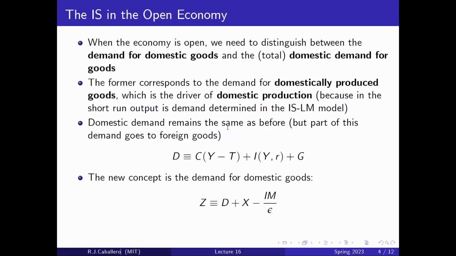And so we start from the same aggregate demand function that we had in closed economy, consumption plus investment plus government expenditure. But now we have to draw a distinction between demand by domestic households, companies, and the government, and the demand for domestically produced goods. And so Z is the demand for domestically produced goods, which is equal to domestic demand plus the demand that foreigners have for the goods produced at home, minus the imports, that part of that expenditure that is going to imports. That means goods produced by other countries.